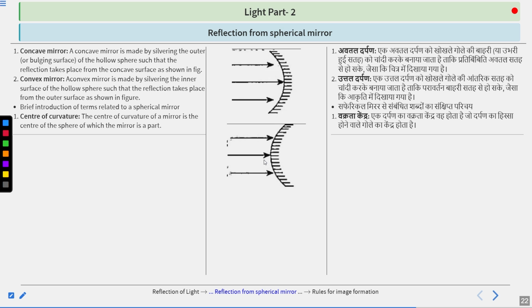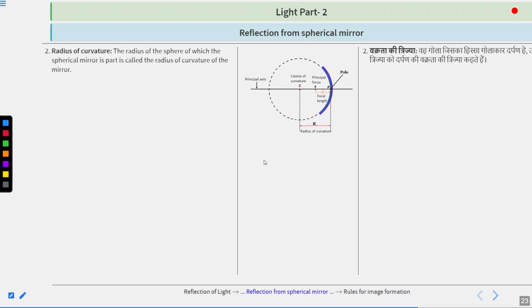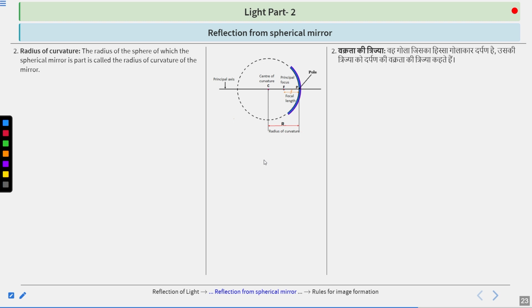Center of curvature. The center of curvature of a mirror is the center of the sphere of which the mirror is a part. Radius of curvature. The radius of the sphere of which the spherical mirror is a part is called the radius of curvature of the mirror. Here you can see this is the center of curvature, and this is the radius of curvature. For spherical mirrors, we just cut a sphere into two parts, so that's why we consider these things.